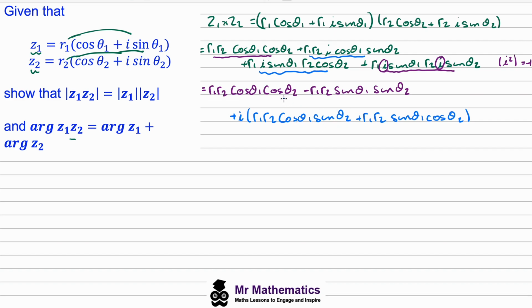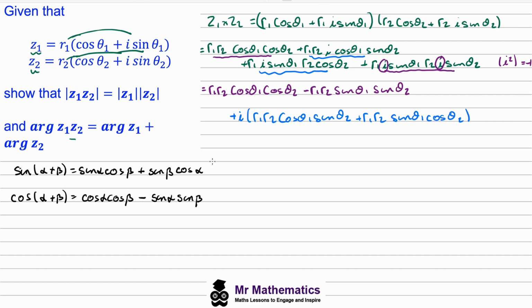Now we can simplify each of these parts using the addition trigonometric formulae. So we have these addition formulae, and can you see that if we have cos of alpha plus beta, well, this is exactly the same as the real part of our complex number, where alpha would be theta 1 and beta would be theta 2. So we can write the real part then as r1 r2 multiplied by the cos of theta 1 plus theta 2.